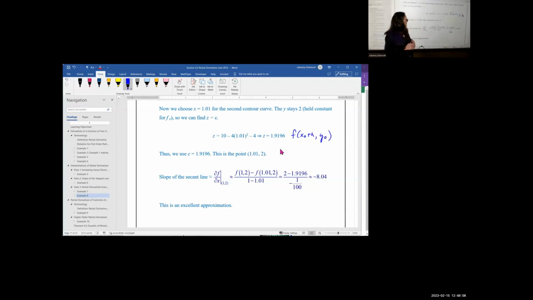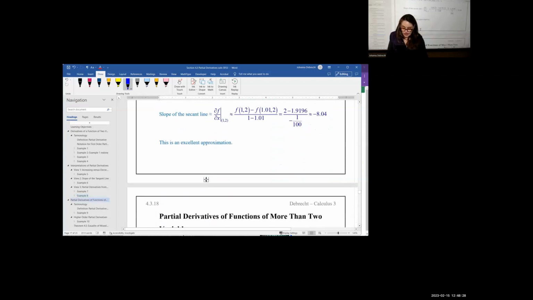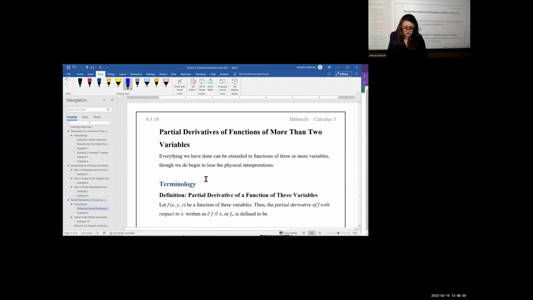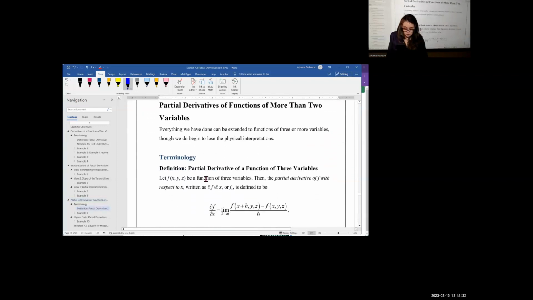And then we evaluate again with what we got at 1, 2, which was the number 2. And this time you get negative 8.04, which is pretty darn close. All right, the true value is negative 8, which we proved previously. But this is again just doing an approximation. All right, so you can use the contour lines to do it, right? Or the contour line concept.